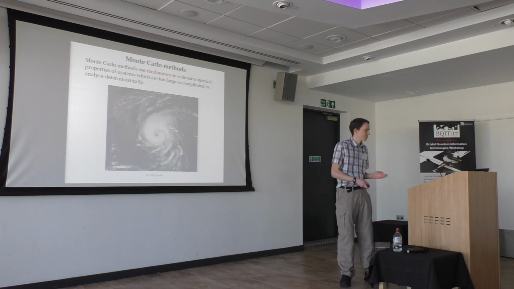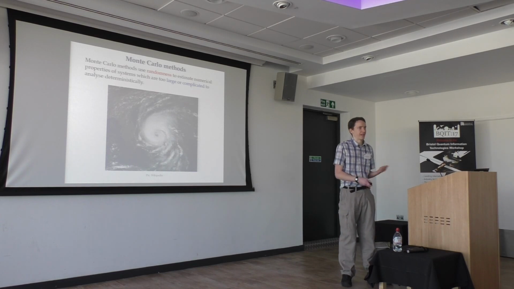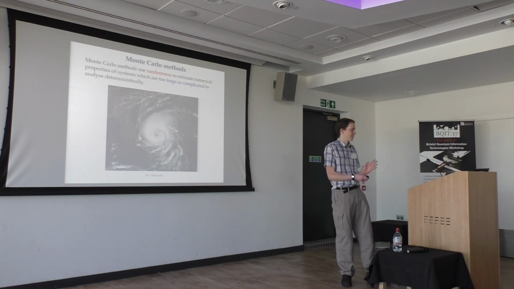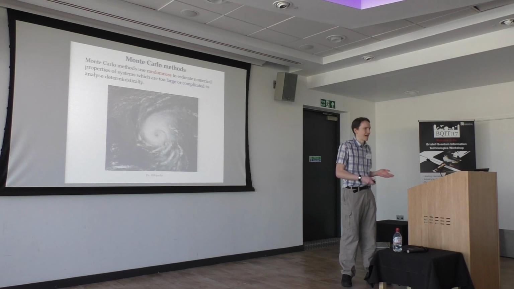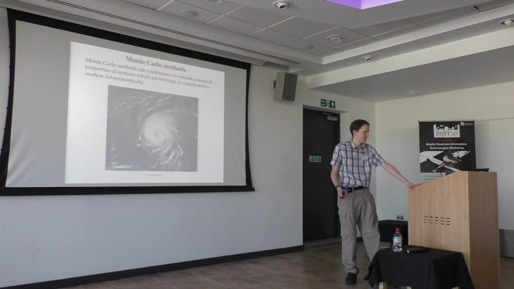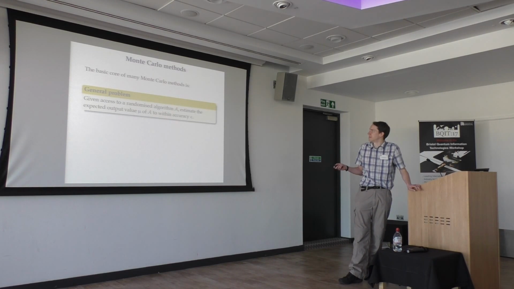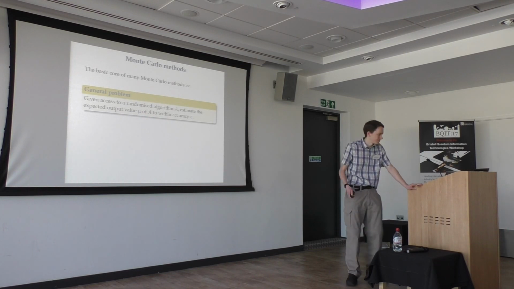So that's one example: the weather. You might also think about the value of some financial products, or any other kind of thing which is complicated to understand, but which we can run forward in time and take the average of the outcome to find out what its property is likely to be. So the basic core of many of these methods is to approximate the average output value of an algorithm A to within accuracy epsilon. Okay?